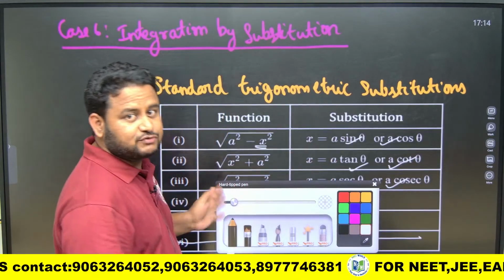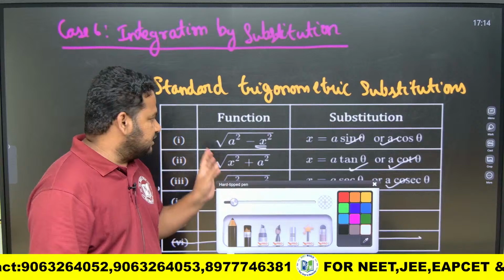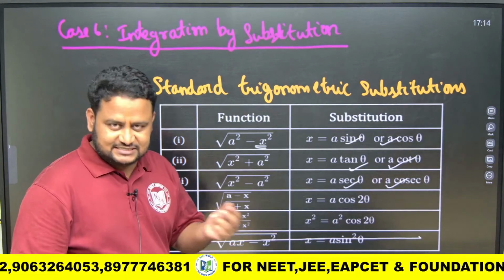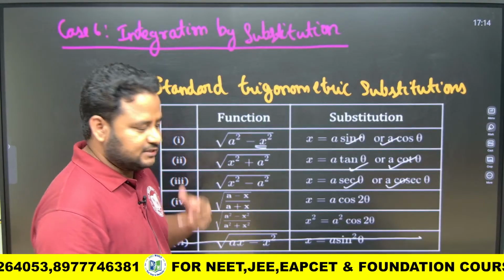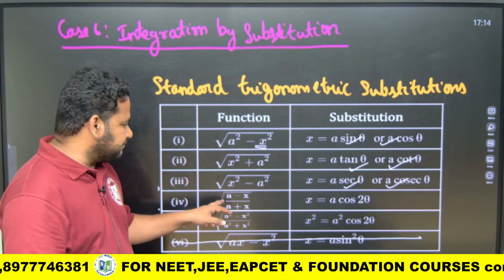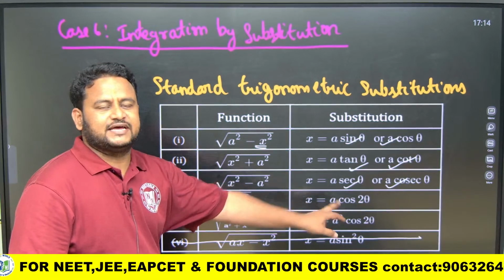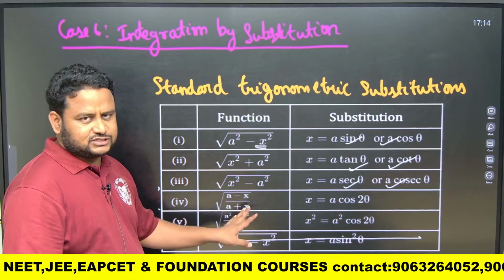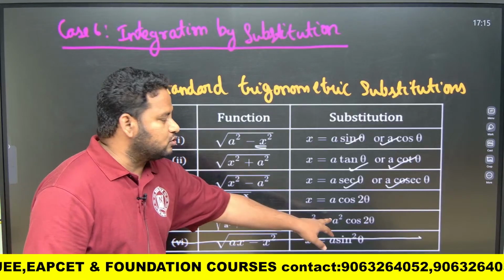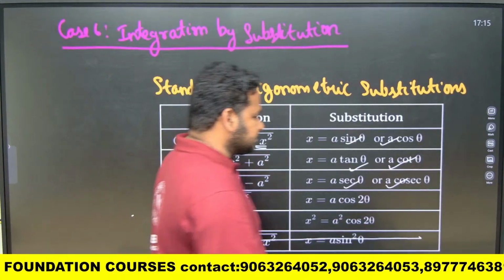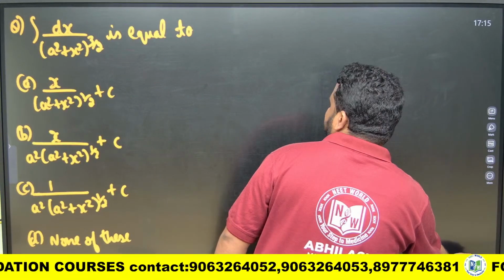If it is given as square root of x square minus a square, it is not a square minus x square, we have to put x is equal to a secant theta or a cosecant theta depending on the question. And one more important thing we learnt is square root of a minus x by a plus x. We have to put x is equal to a cos 2 theta. If it is a square and x square inside, we have to put x square is equal to a square cos 2 theta. This is a change you have to remember. Based on this, we solved some questions.